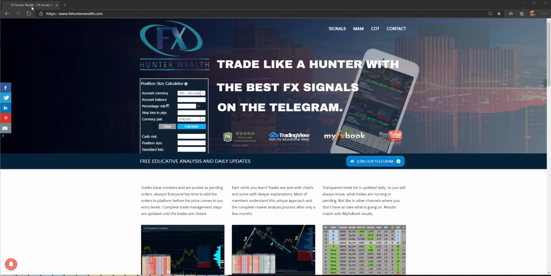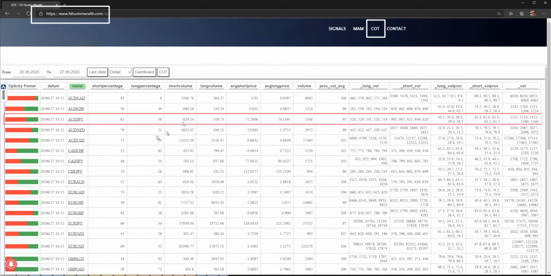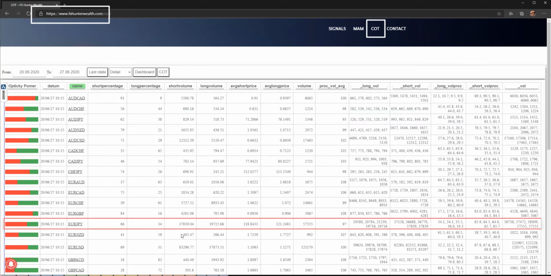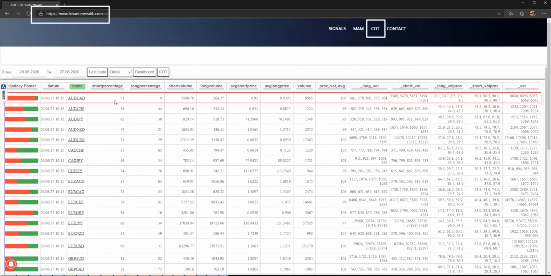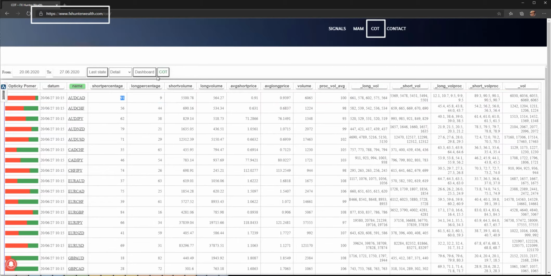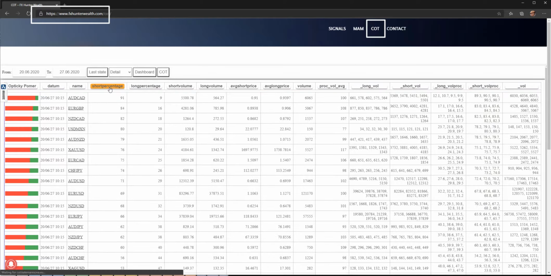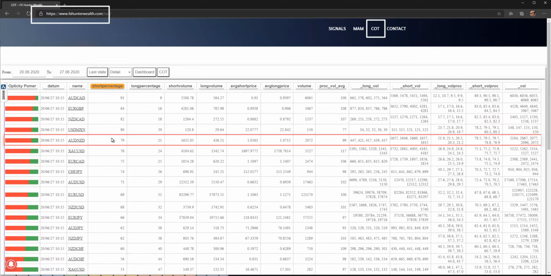First I want to speak about this tool. On my website fxhunterworld.com in the tab COT, just go there and check it by yourself. Click on COT and it will take you to this quite cool dashboard where you can see the retail traders' positions and their percentage exposures with the volume and the history, how the positions are changing. You can of course sort it by their exposure.